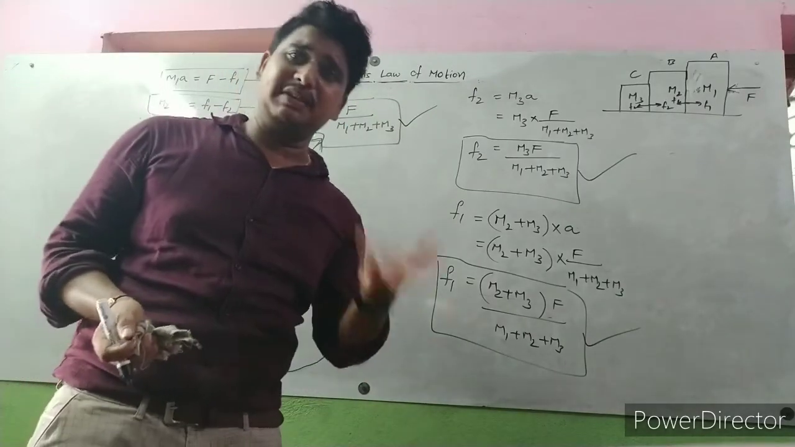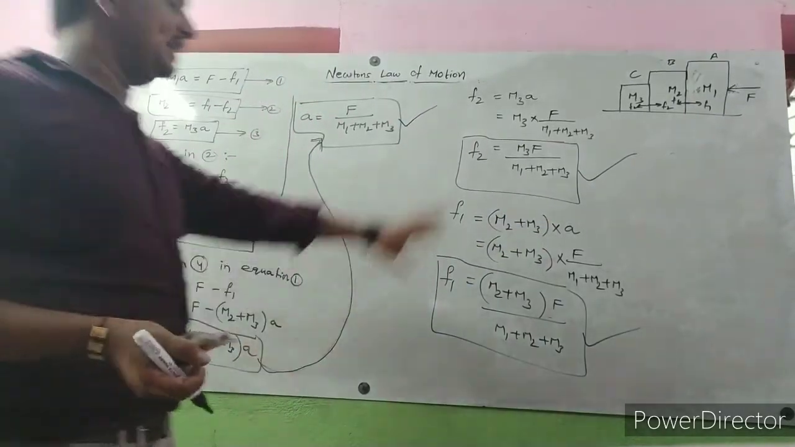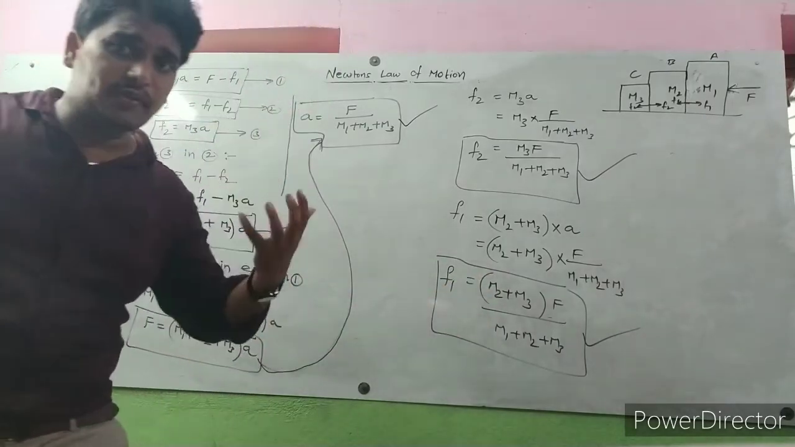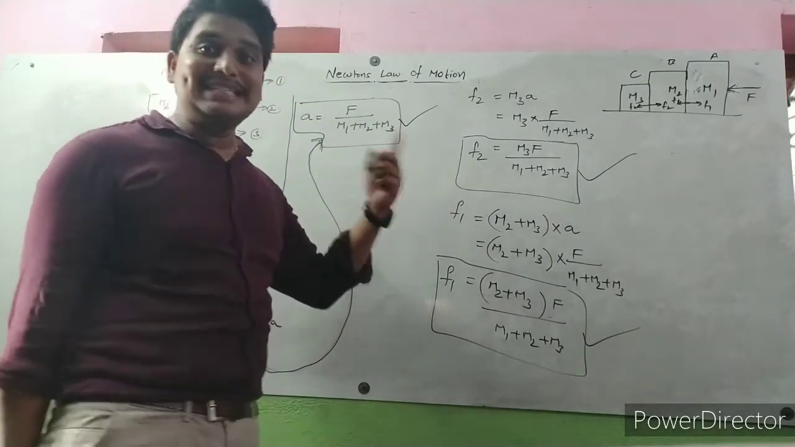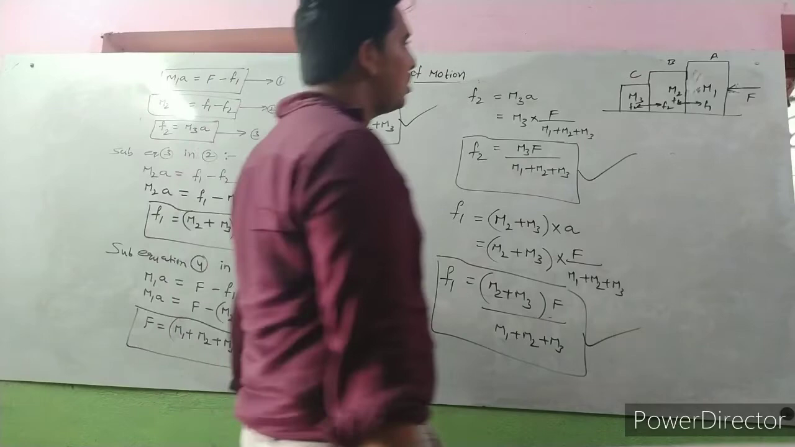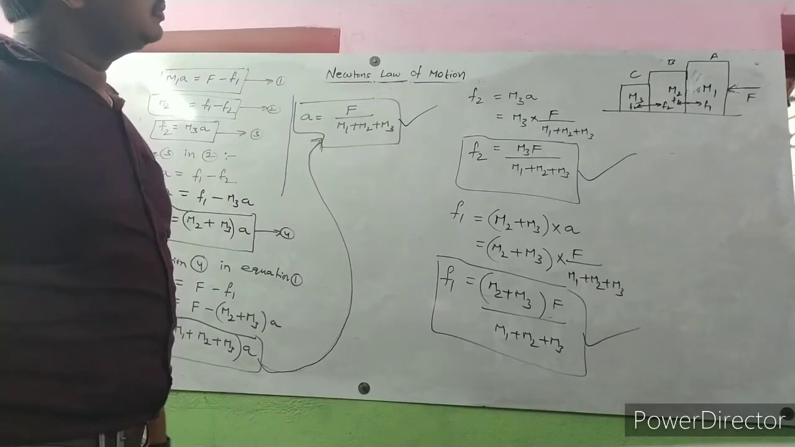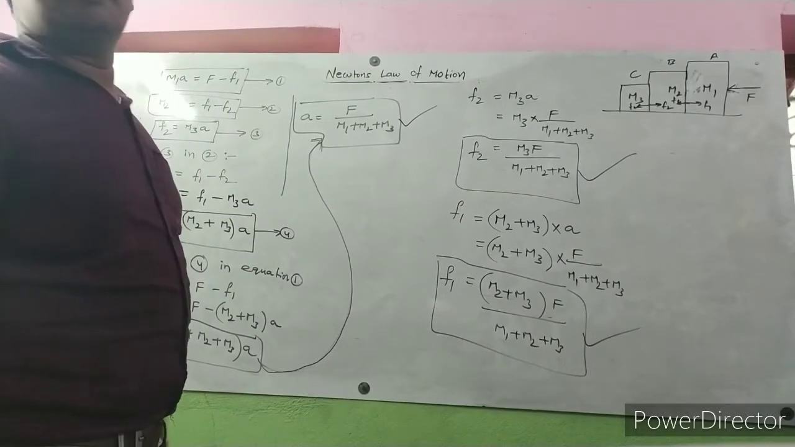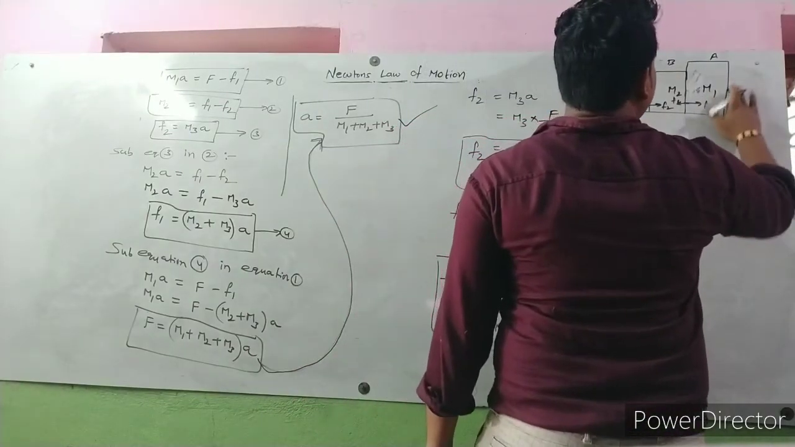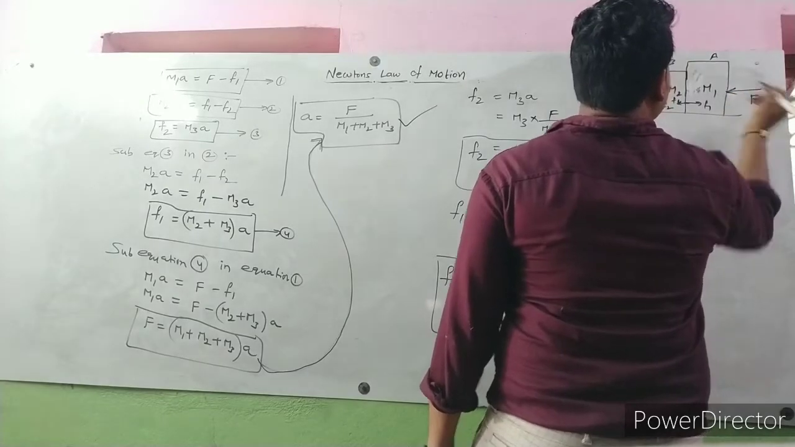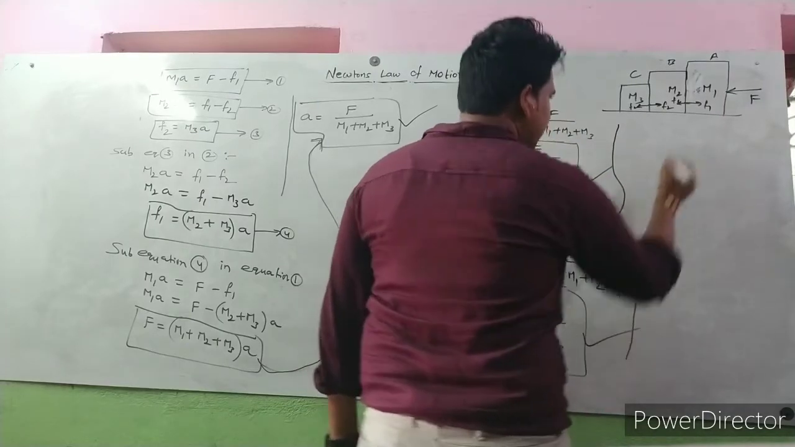For finding acceleration, we simply apply the formula: total net force by total mass. Now what is the trick to find these easily? This is the total procedure; now how to find it quickly? F2 is equal to M3 into A, and F1 is equal to M2 plus M3 into A. Simple. Here also there is a trick: force direction is very important. Note this down.